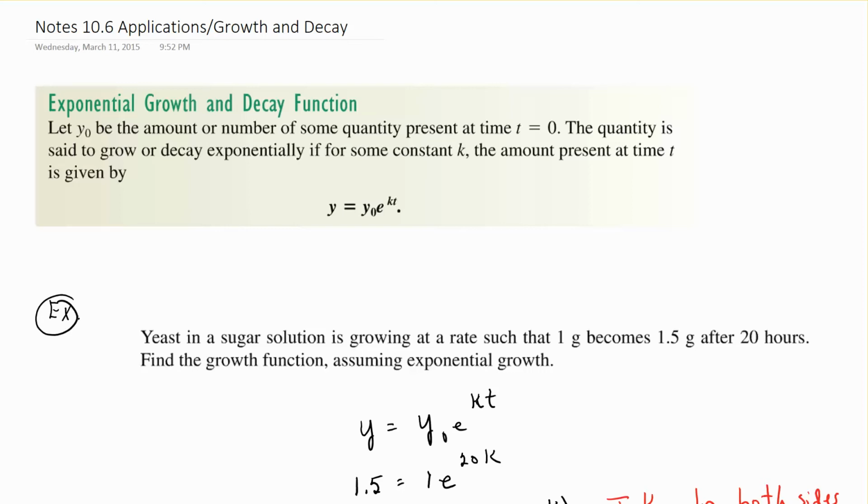And so when you see this general formula, it might be a little different in places, but it's y equals y sub 0 e to the kt, and y sub 0 is the amount at present, so that's at time t equals 0, and the quantity is said to grow or decay exponentially. So that means if we talk about exponential growth, that's the kind of formula we might have.